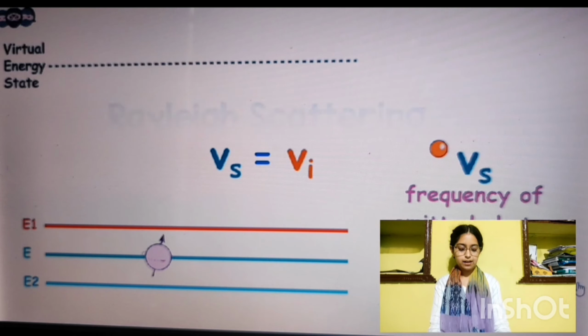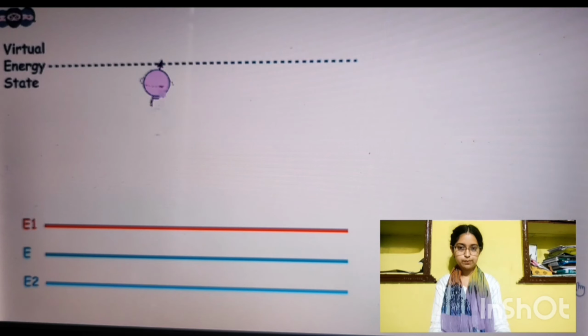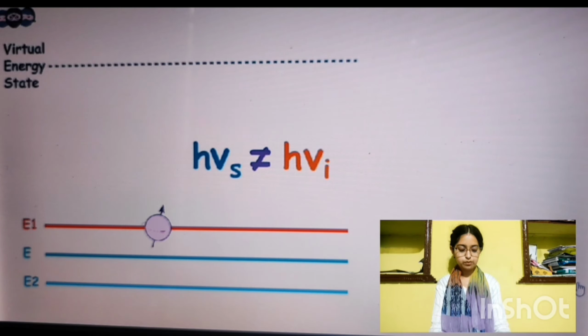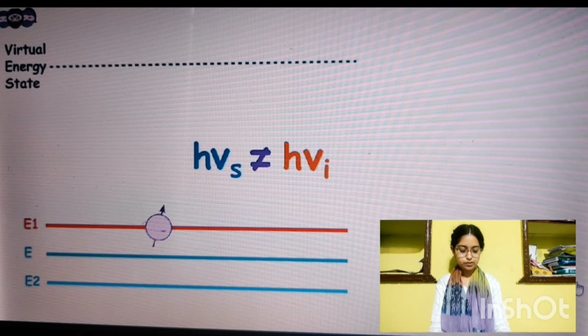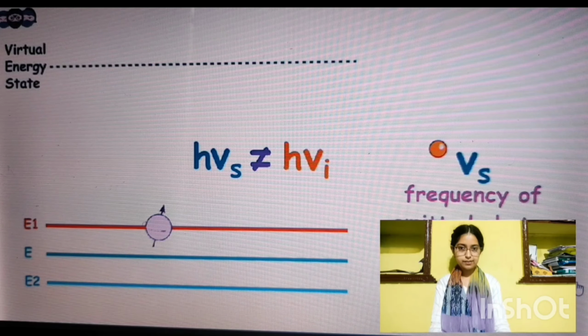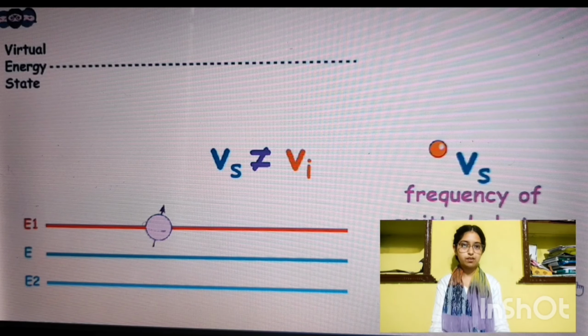Then sometimes the electron, losing energy from the virtual state, can fall back to a different vibrational level. In this case, the energy lost by the electron is different from the energy absorbed from the incident photon. As a result, the photon emitted by the electron has energy different from the incident photon. This is possible where νs is not equal to νi. This scattering is known as Raman scattering, where νs is the frequency of the emitted photon.